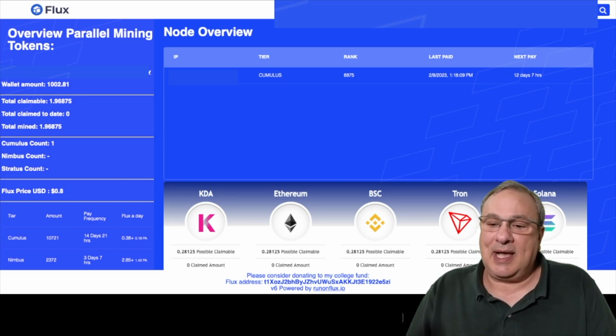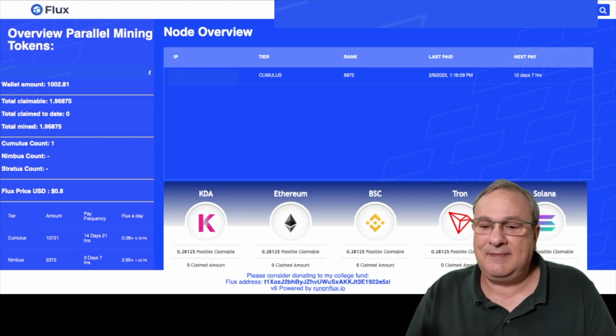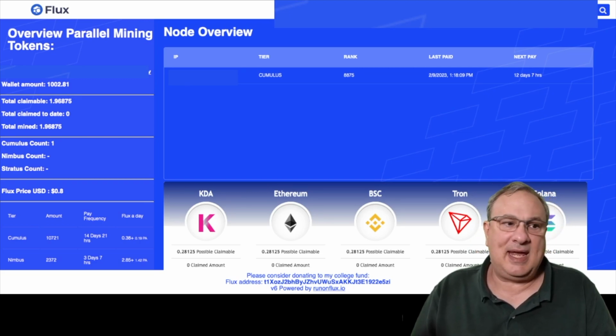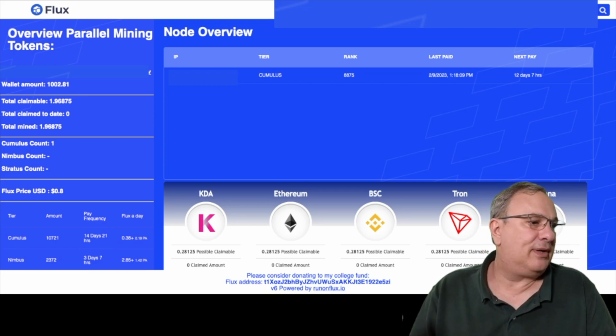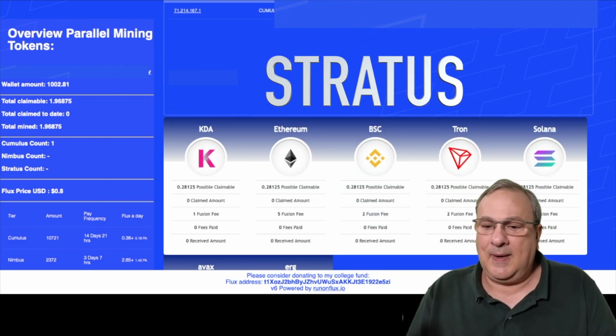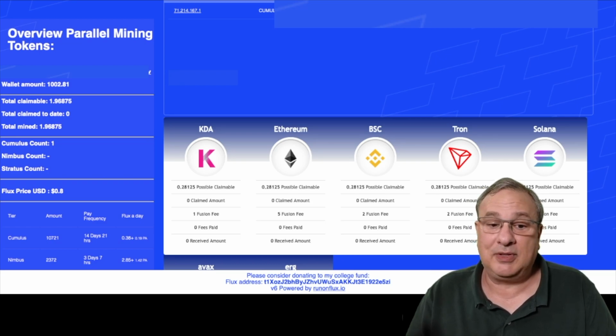And then what's actually kind of nice down here too, in the bottom left-hand corner, it gives you the current price of Flux, which is, what is that, 80 cents? And then it gives you the current number of Cumulus and Nimbus, and then what's the other one called? There is a third tier, and I don't remember what it is. It's something that's outrageous, like Enterprise. For the home miners, it's not going to be. Well, if you're lucky to have that much Flux, that's fantastic.